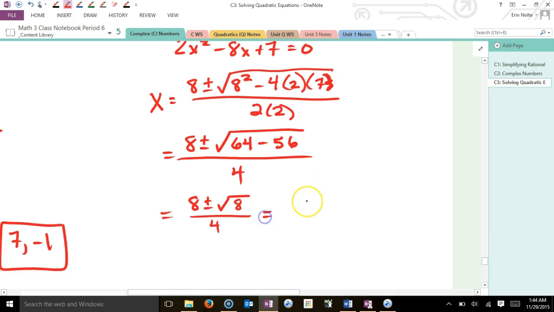Okay, so at this point I have to break the square root of 8. Okay, so let's see if we can do this mentally. What's a perfect square number that multiplies to 8? 4. 4 times what is 8? 2. 4 times 2. What's the square root of 4? 2. So we got 2 square root of 2. Everybody follow that? 2 square root of 2 is the square root of 8. Alright, am I done?